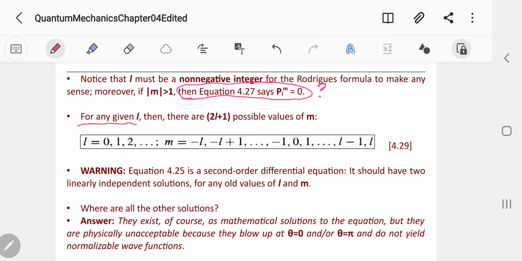So for any given L, the value of m could be from negative L to negative 1, and then including 0, then you have 1 to L. So you have m values of L plus 0, and that's a total of 2L plus 1 values of m.